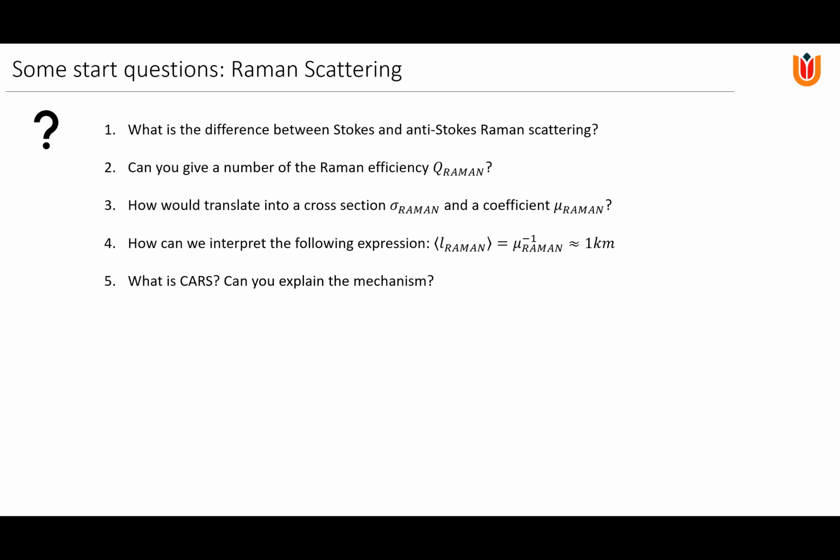But that was the middle part of the expression. That is what mu means. So what does it mean that L Raman average is 1 kilometer? The interaction is very rare, hardly ever happens. Yeah. If you had a hypothetical medium a few kilometers wide which would be Raman active, then on average a photon would have to travel 1 kilometer before it would ever be Raman scattered. That is the interpretation.